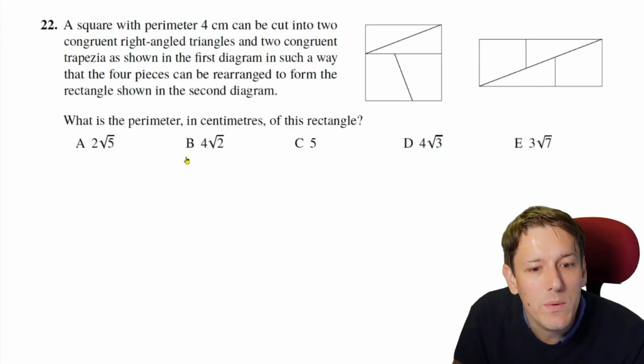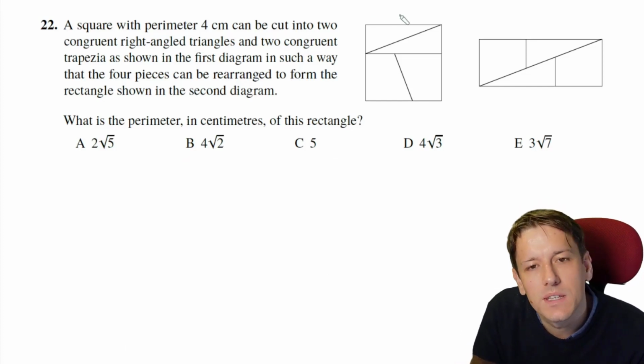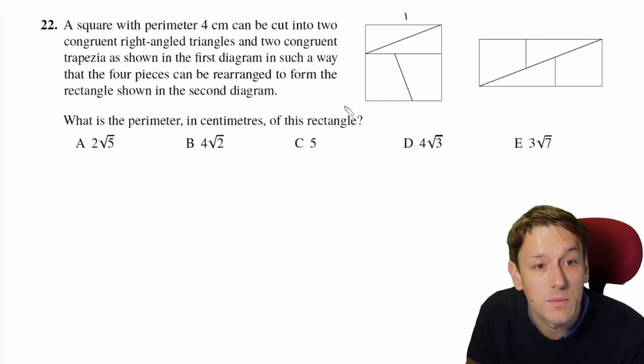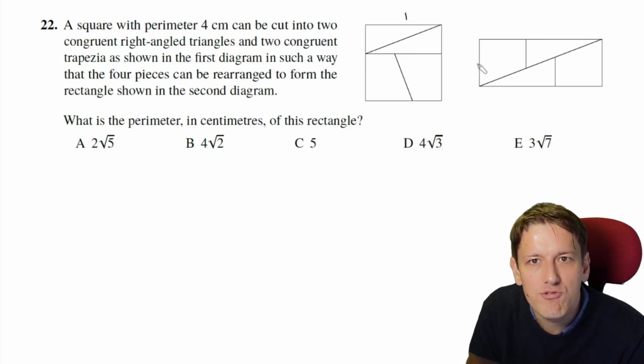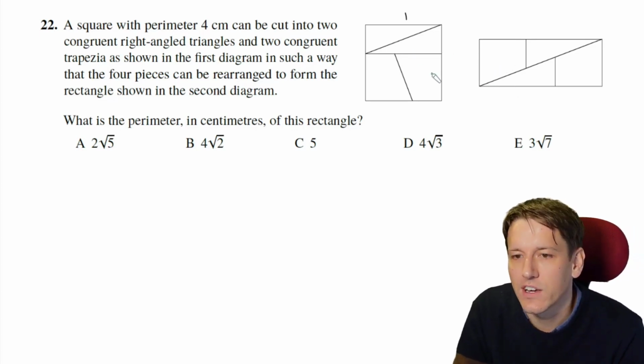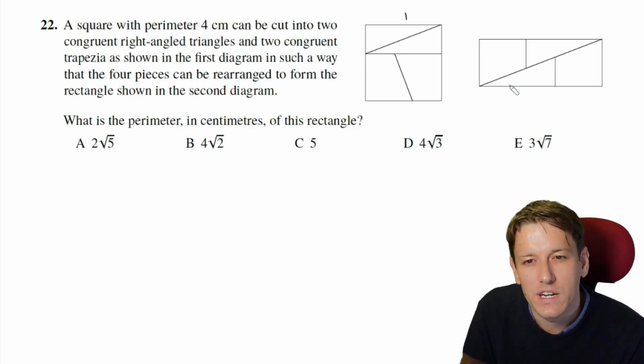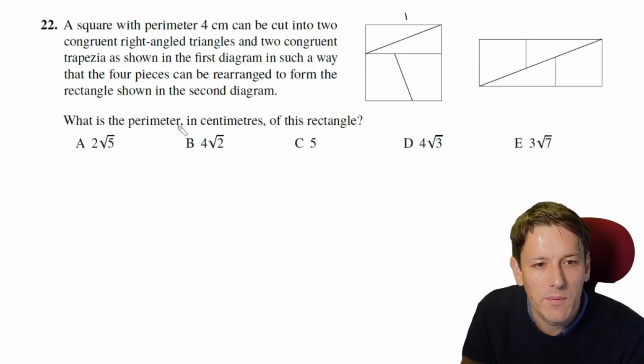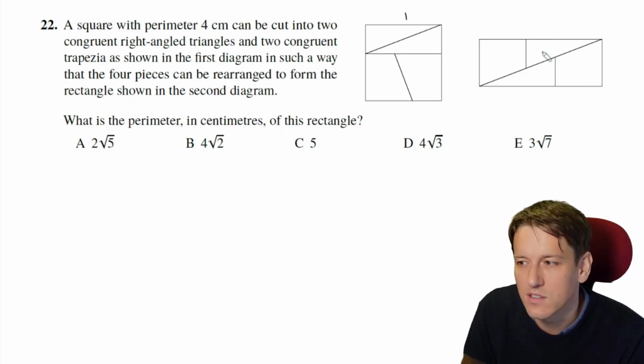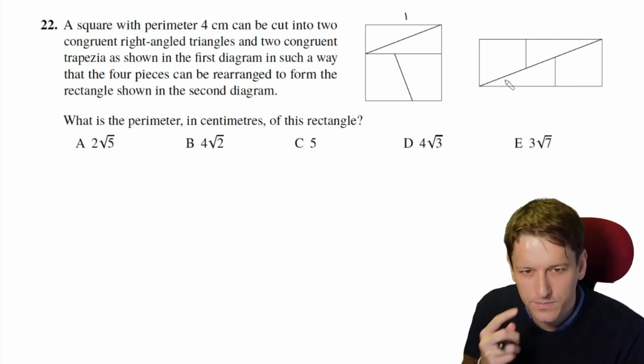So we've got a square with perimeter 4 centimeters. That means that the side length of the square is going to be 1. And it can be cut into 2 congruent right angle triangles and 2 congruent trapezia as shown in this diagram. So the 4 pieces can be rearranged to make this rectangle. And we want to know what the perimeter is in centimeters of this rectangle.